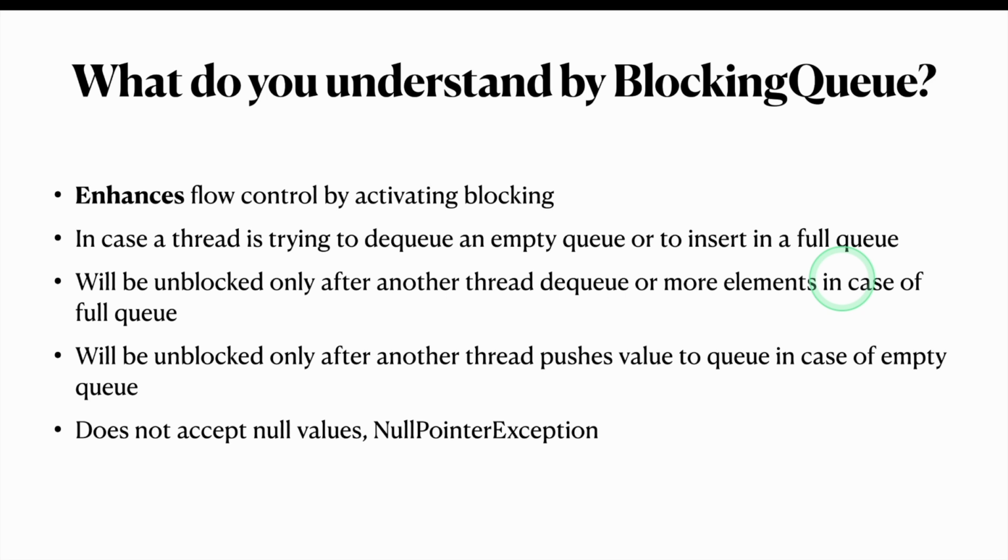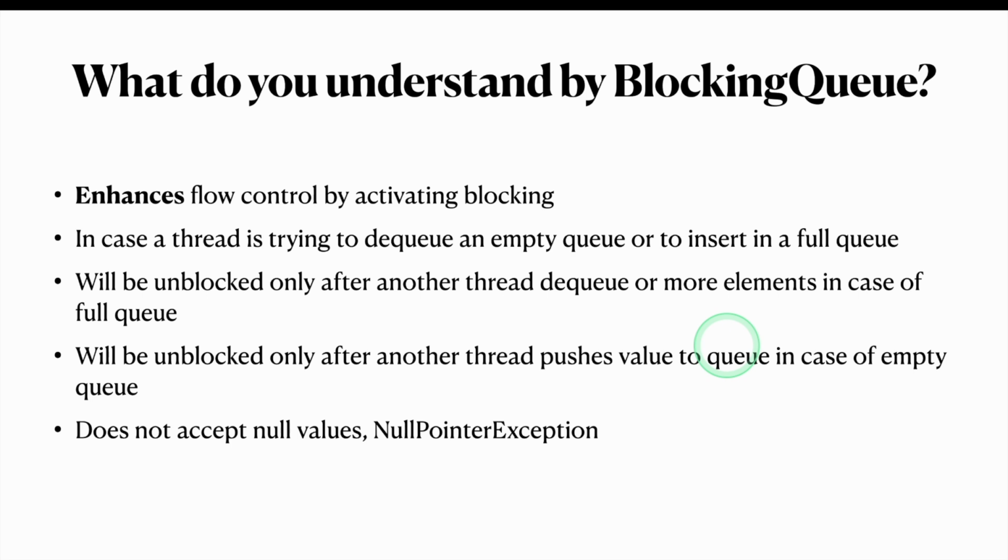Blocking queue is used when multiple threads need to work on the same queue. Blocking queue enhances flow control by activating blocking. In case a thread is trying to dequeue an empty queue or insert in a full queue, that thread will be blocked unless another thread comes and dequeues one or more elements in case of full queue, or another thread pushes values to the queue in case of empty queue. So the thread which is trying to dequeue an empty queue will remain blocked unless and until another thread comes and pushes some values in the queue.